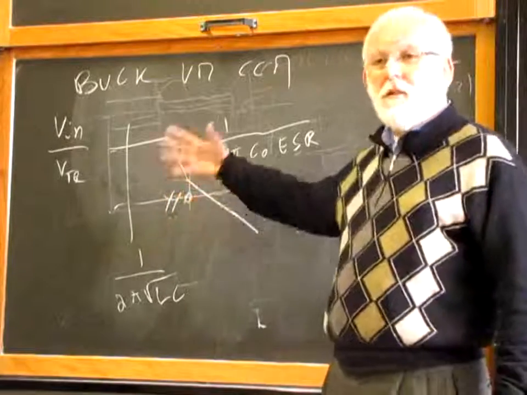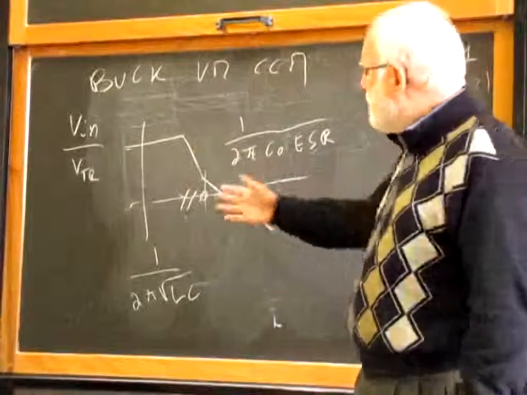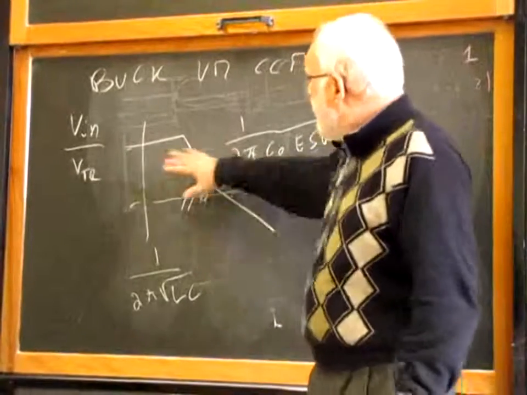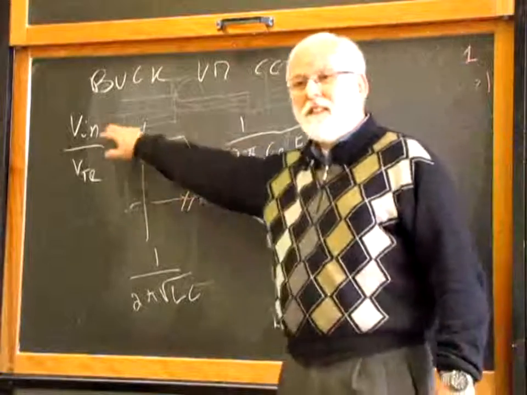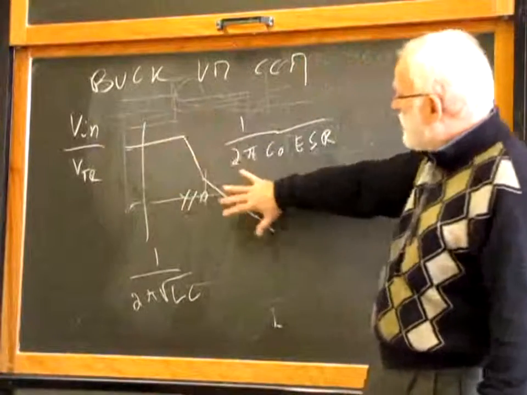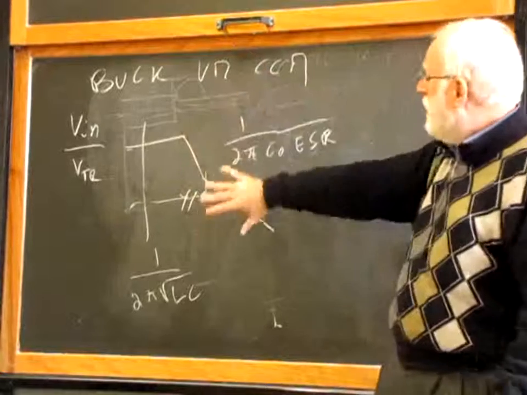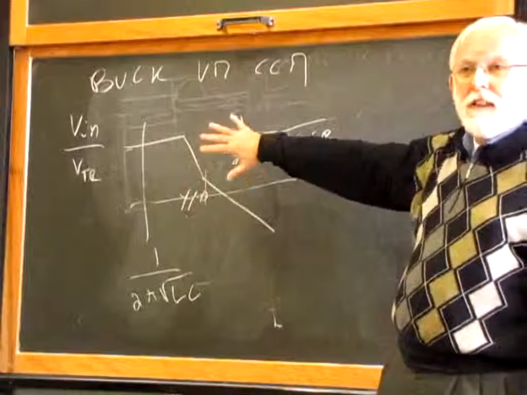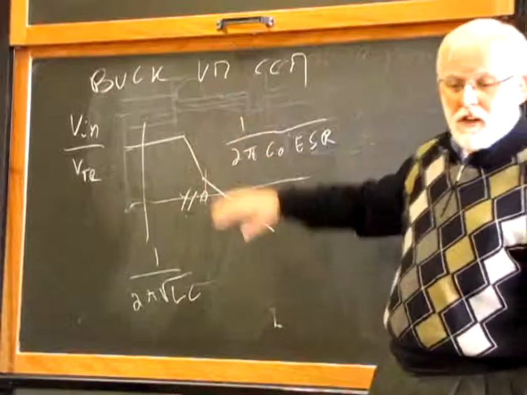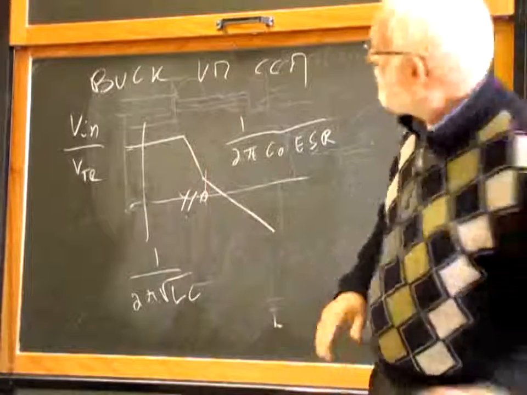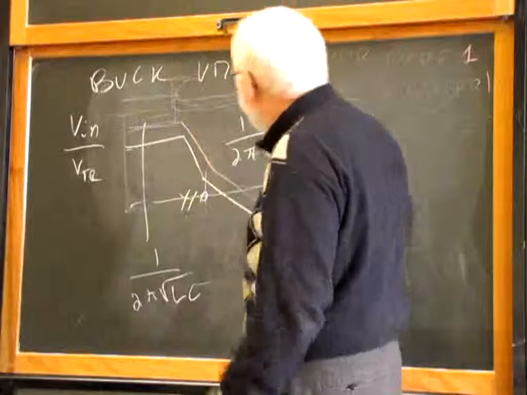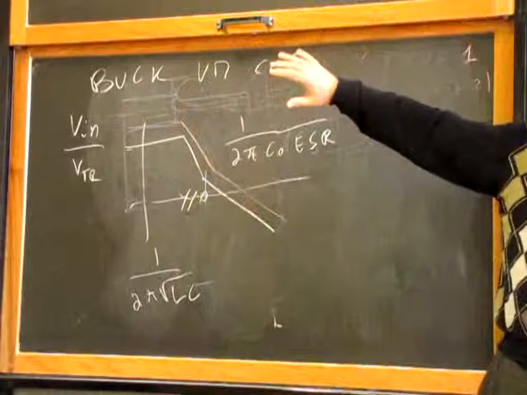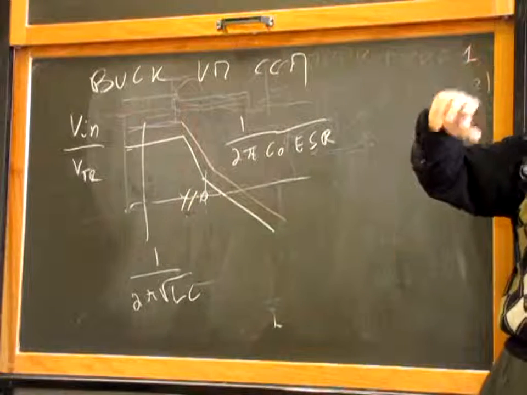This zero does not move too much. I don't know exactly where it is, but it's reasonably known. The only thing changing in this transfer function is the total gain, the DC gain. That means all this curve moves up and down without shifting left or right. So if the input voltage increases, I will get something like this. All this curve is shifted up by the same amount.